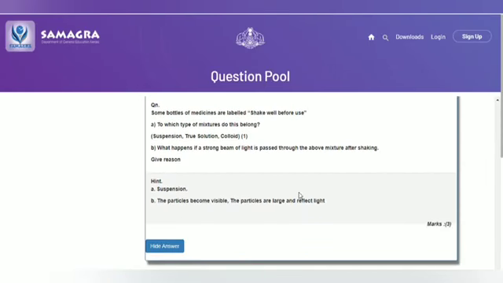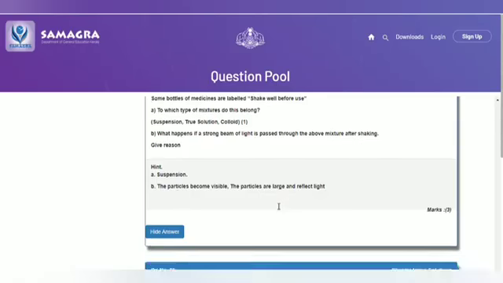Next question, question number 24. Some bottles of medicine are labeled 'shake well before use'. To which type of mixture do these belong? Suspension. What happens if a strong beam of light is passed through the above mixture after shaking? Particles become visible. Particles are large and reflect light.